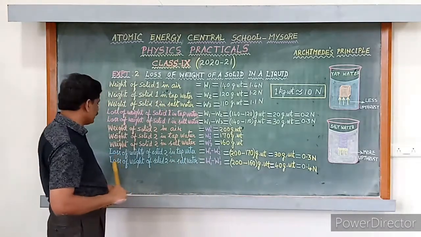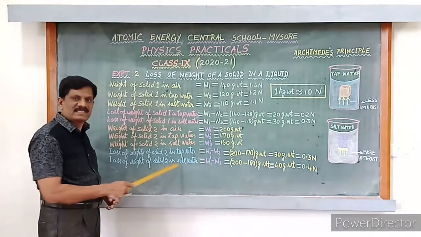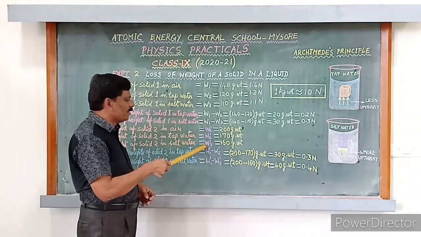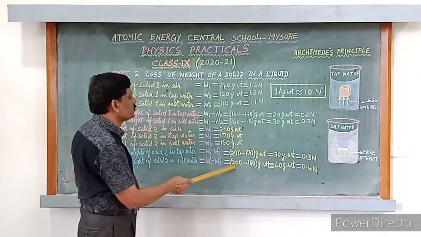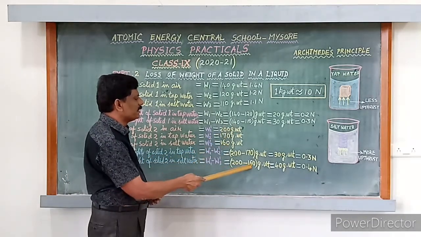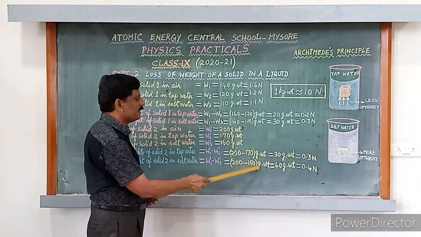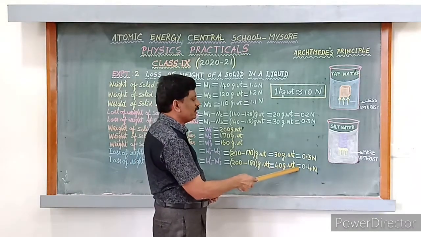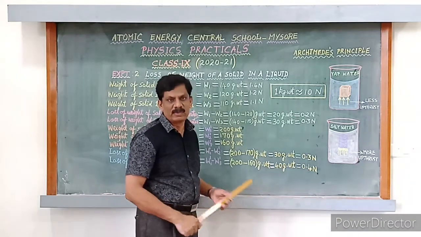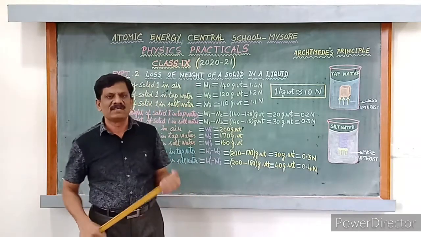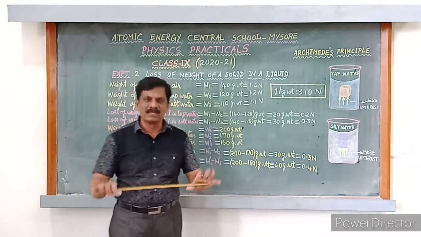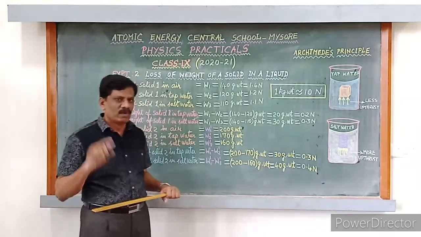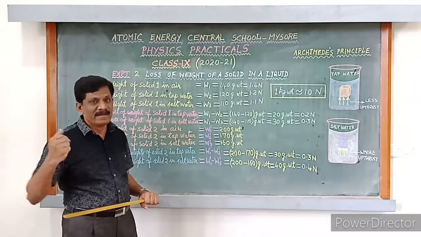Similarly, we have to find the loss of weight of the solid 2 in salt water, and that is equal to W1 dash minus W3 dash, that is equal to 200 minus 160. So 200 minus 160 gram weight, that is found to be 40 gram weight, and once again in Newton it is 0.4 Newton. I hope you all must have understood how to take the readings, how to record the readings in the observation notebook, and how to do the calculation. Now one information I am going to remind you.